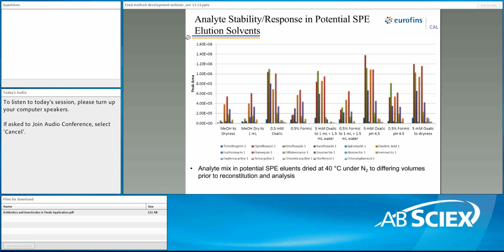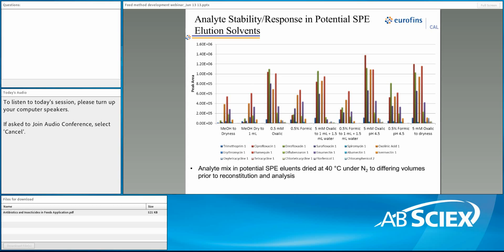Next, we looked at the analyte stability if we were to take these and hold them in these solvents for a period of time and dry them down. So we prepared our standards in these various solvents, different concentrations of oxalic acid and formic acid in methanol. We dried them to different degrees, either completely to dryness or down to 1 mL. And then we also looked at the impact of buffering the oxalic and formic acid before drying.